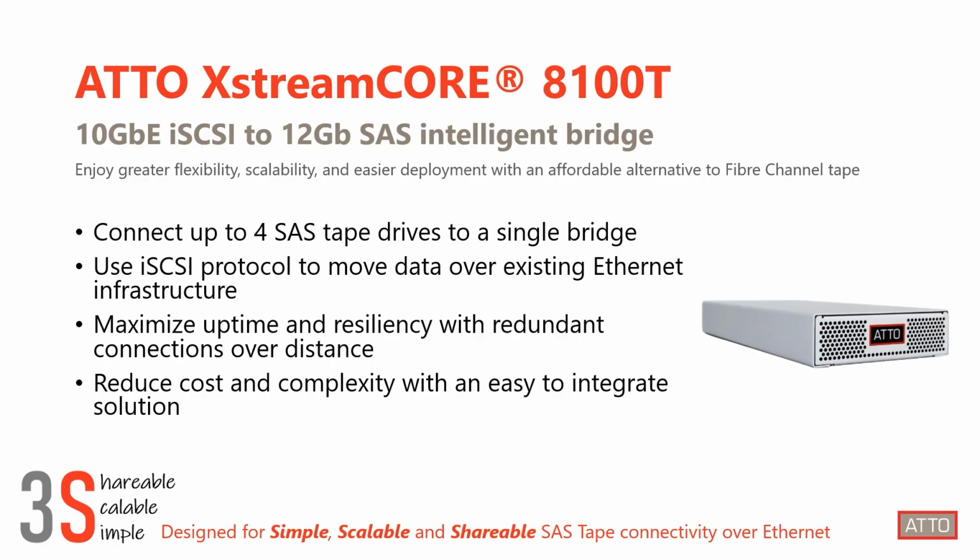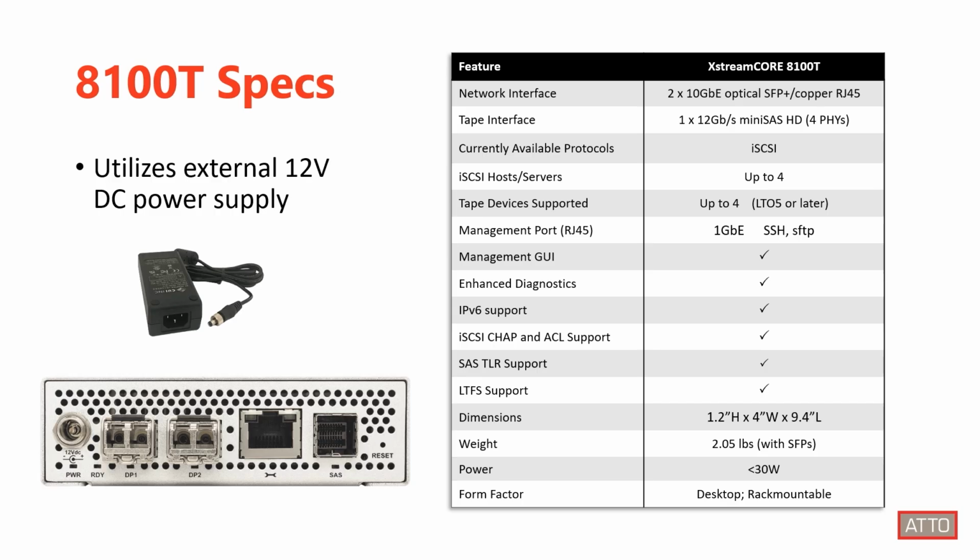This allows businesses and IT organizations to maximize their existing network infrastructure, enhance tape accessibility, and streamline backup and archiving workflows, all while reducing costs and complexity. The 8100T's small footprint is good for both desktop and rack installations.